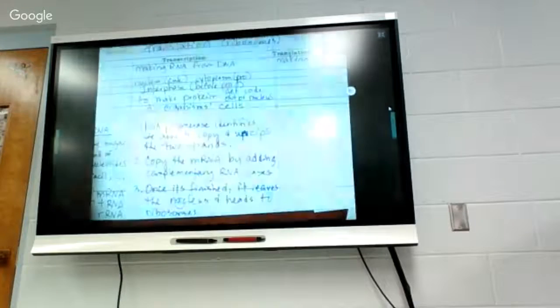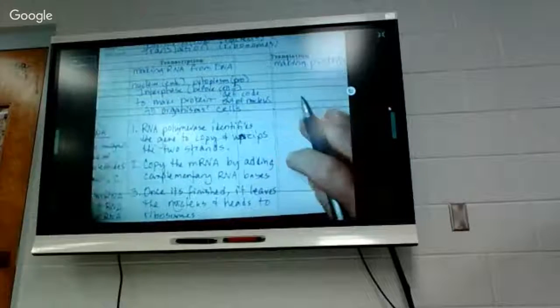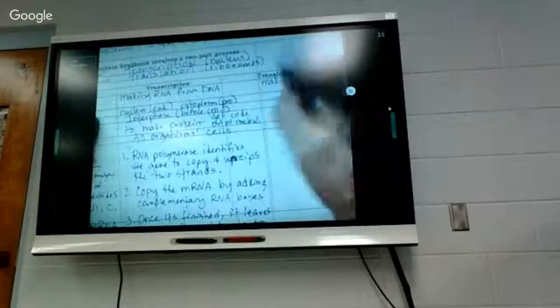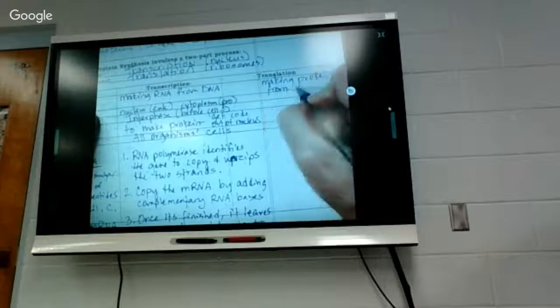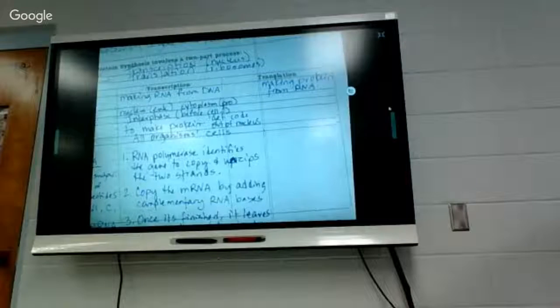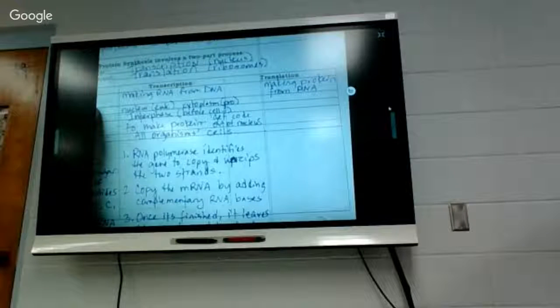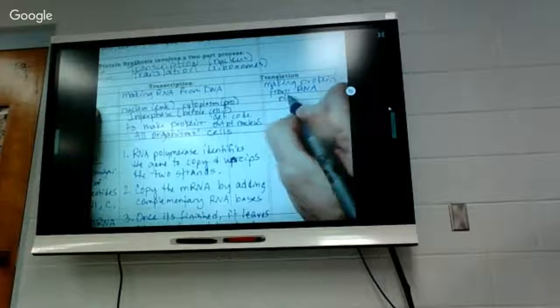All right, making protein from RNA. All right, so making protein from RNA. So where does it happen? In the nucleus. Ribosome. No, ribosomes.